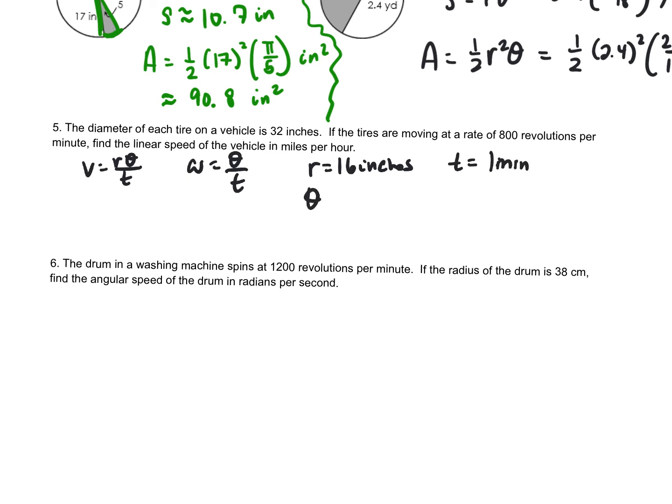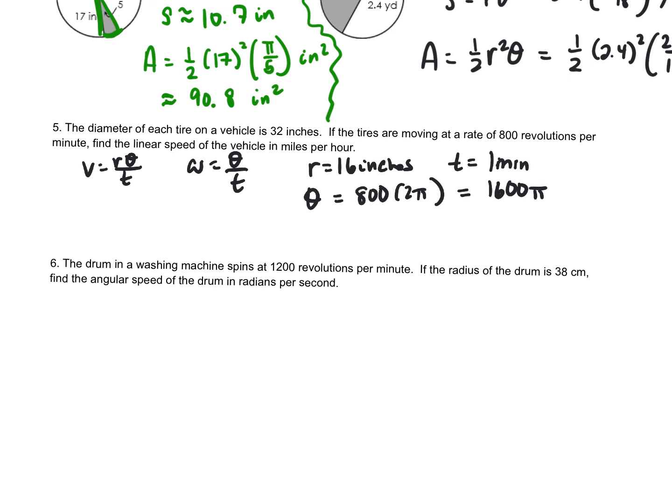Now our angle is what's going to be big. So we are doing 800 revolutions every minute. And remember, every revolution is 2 pi radians. So when I'm finding the radian measure, I'll do the number of revolutions times 2 pi.